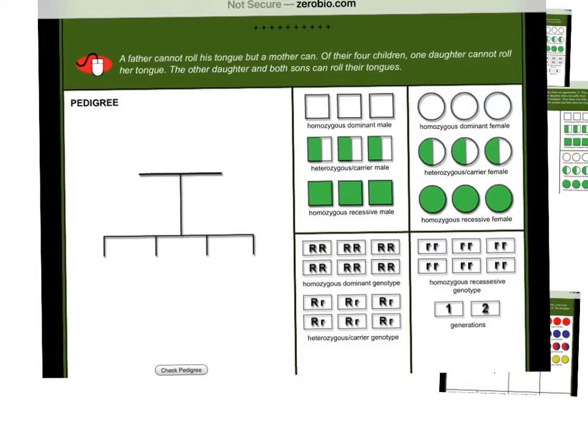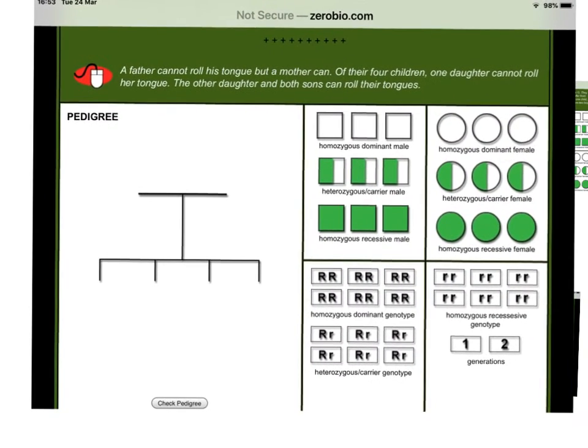Okay, start with the first one here. A father cannot roll his tongue, but a mother can. Of their 4 children, one daughter cannot roll her tongue, and both sons can roll their tongue. So if you remember from the problem, it said earlier on top of this, and we can't see it now, but it does say that tongue rolling is a dominant trait, so not being able to roll your tongue is recessive.